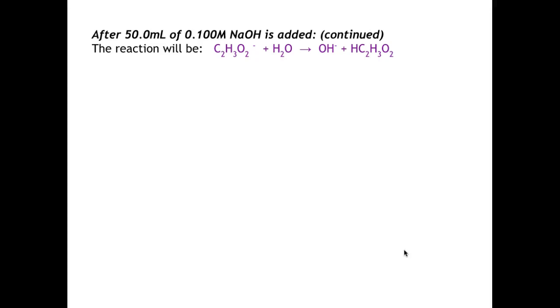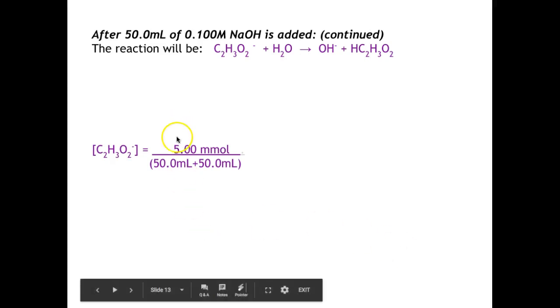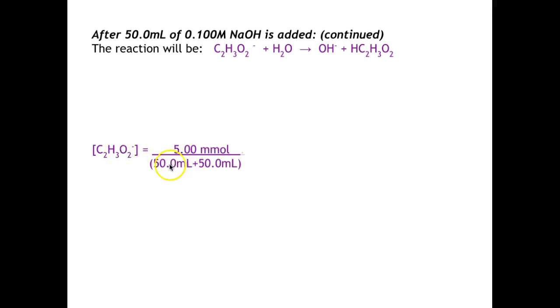So we're going to come back to our ice table. We need to know the concentration of our acetate ion. So we're going to take our 5 millimoles over our total volume, so 50 from the acid, 50 from the base, and we're going to have 100 milliliters. So our new molarity of our conjugate base, our acetate ion, is 0.05.